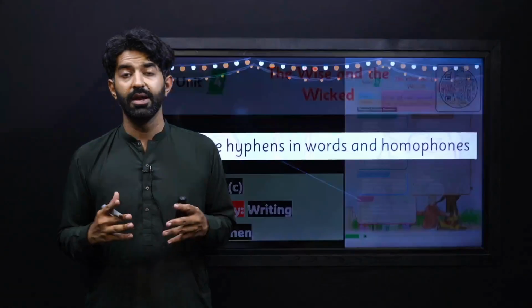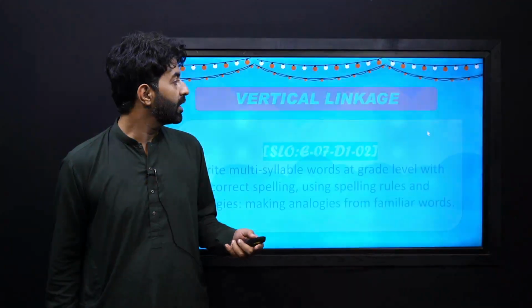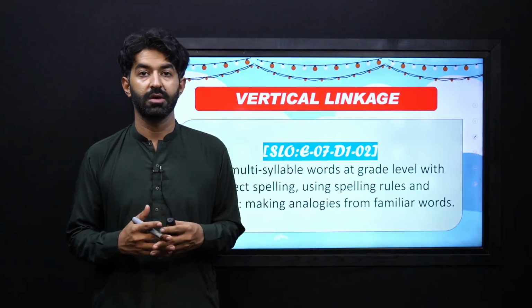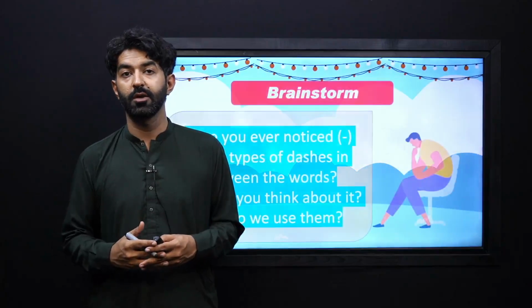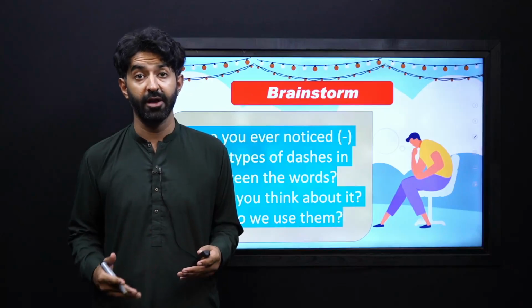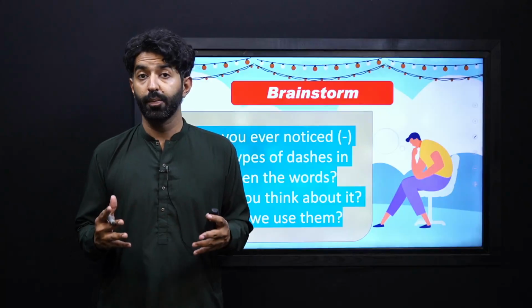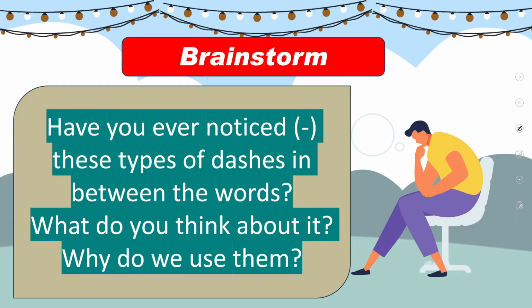So now let's get started by reading this vertical linkage that we have over here. So in the previous grade we dealt with this SLO right here, and now we are going to deal with an SLO of writing which is about hyphen. So now it's time to storm your brains a little bit. Now let's see what we have here in today's brainstorming session.